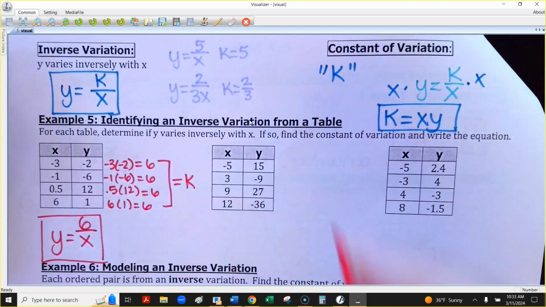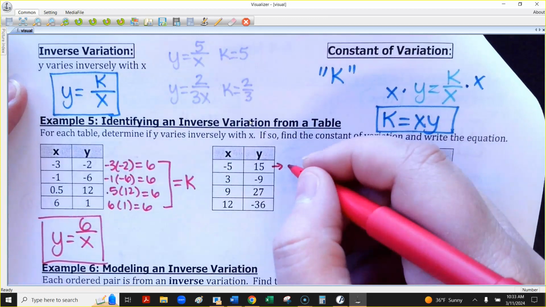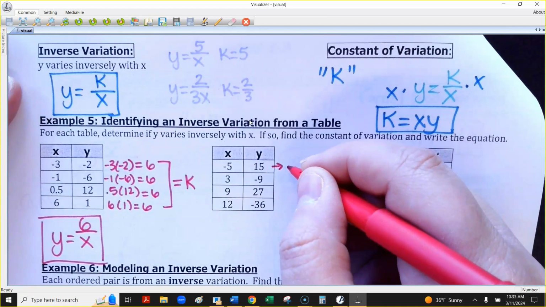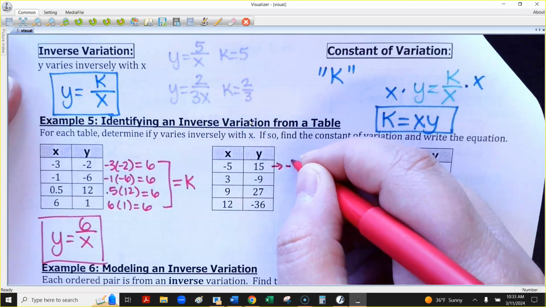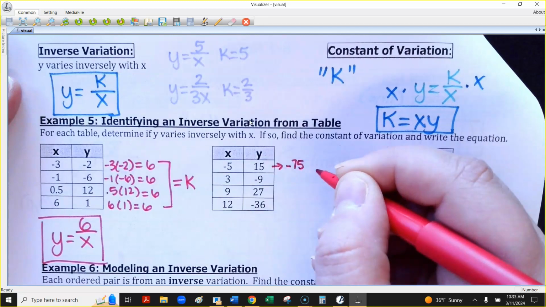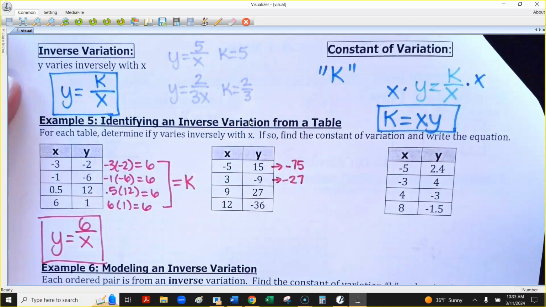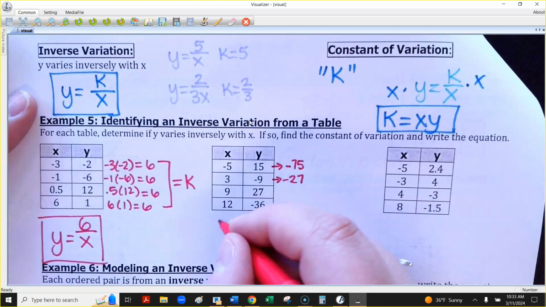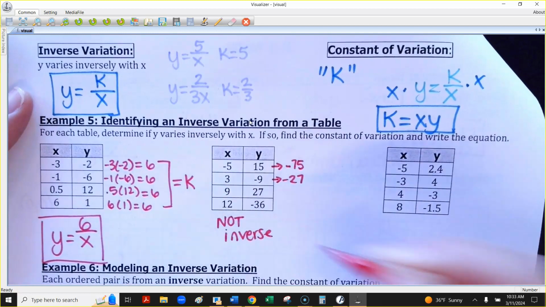All right, so I'm just multiplying these two together. So -5 times 15. What, -75? Right? This would be -27. So I can tell you right then and there, this is not an inverse. Because they have to be the same for every single one.